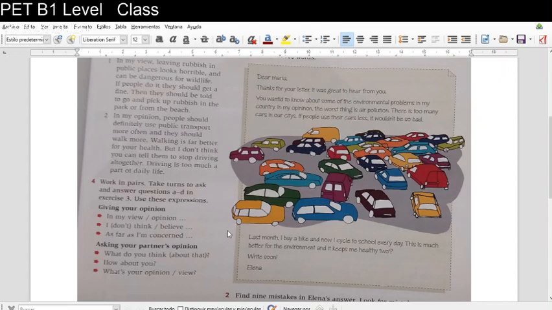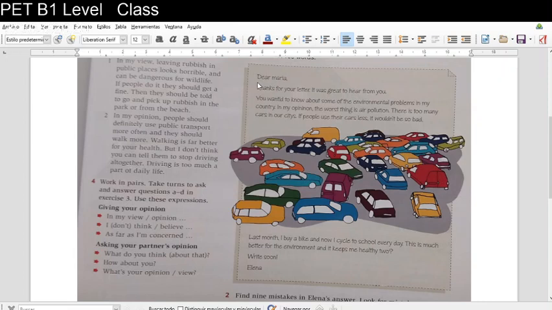"Dear Maria, thanks for your letter. It was great to hear from you. You wanted to know about some of the environmental problems in your country. In my opinion, the worst thing is air pollution. There is too many cars in our cities. If people use their car less, it wouldn't be so bad. Last month, I buy a bike. Now it's cycled to school every day. This is much better for the environment and it keeps me healthy too. Bye for now, Helen."